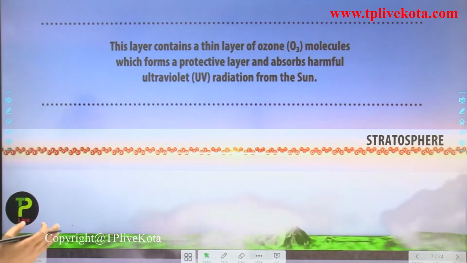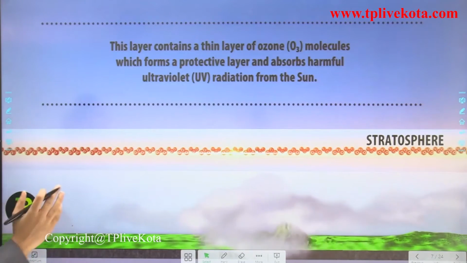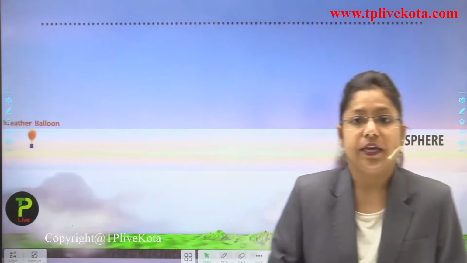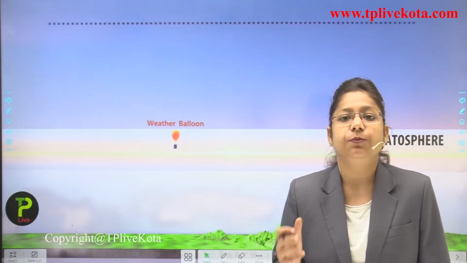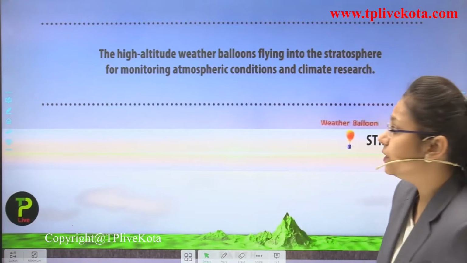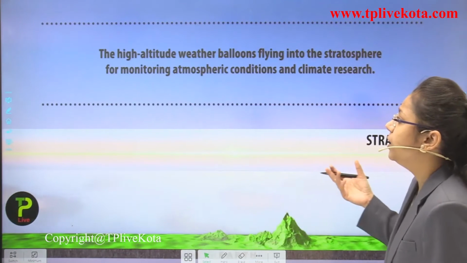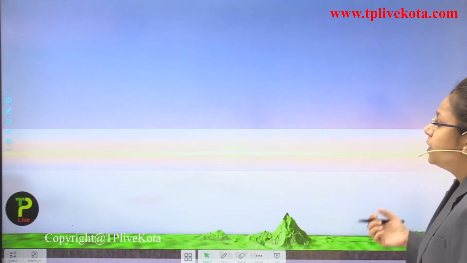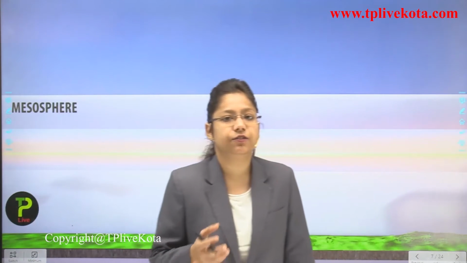This layer contains a thin layer of ozone molecules which forms a protective layer and absorbs harmful ultraviolet radiation from the sun. Okay, so it contains ozone, and this is the main part of this layer which protects us from the harmful ultraviolet radiation which is entering the Earth's surface. High altitude weather balloons fly into the stratosphere for monitoring atmospheric and climatic conditions. So we can say that this is the layer which is protecting us from the harmful rays.